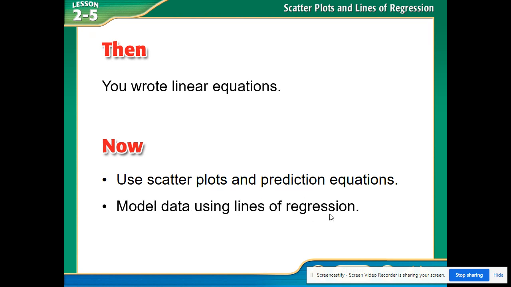They're also called lines of regression, or lines of best fit. All three of those terms can be used interchangeably. So prediction equations, line of regression, or line of best fit. We're going to be making scatter plots and then using those.